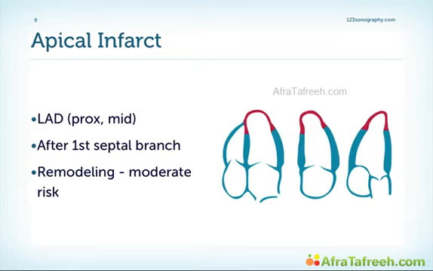The next form is the apical infarct, as I would like to call it. These infarcts are usually due to at least the proximal or the mid LAD. So it's very rarely only the distal LAD which causes these infarcts, because they're actually larger than the infarcts I showed you before. Usually these infarcts are, however, after the first septal branch, and these patients already have a certain risk of remodeling, which depends on other factors as well. For example, the presence of mitral regurgitation or the degree of afterload.